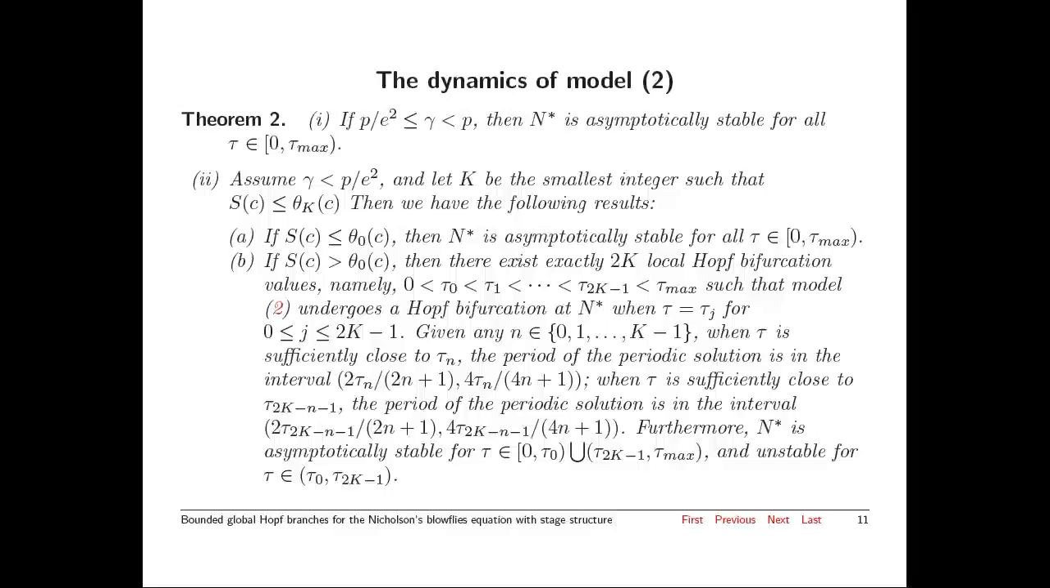And also, if tau is larger than the smallest bifurcation value and less than the largest bifurcation value, then N star is always unstable. And for this result, we also mention the period interval of the periodic solutions when tau is sufficiently close to each bifurcation value. So we also give the period interval of the periodic solutions. Okay, this is our first result on the stability of N star and also on the existence and the property of local Hopf bifurcation.